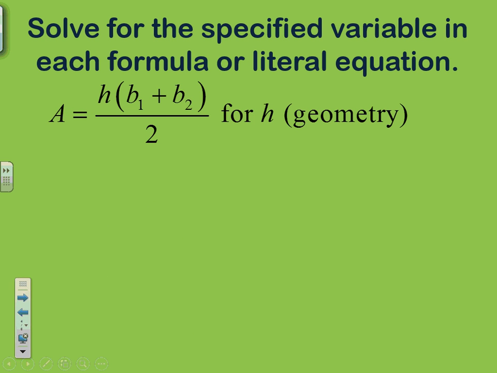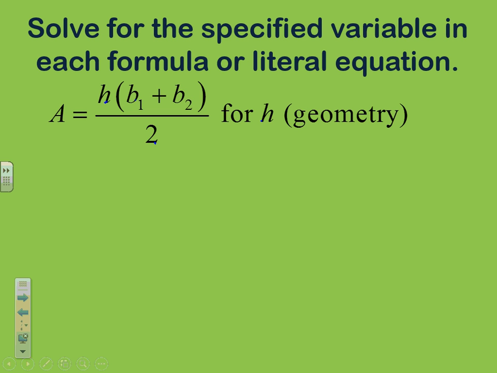Third example, this is a formula going back to geometry where in this case it's asking us to solve for the height of a particular trapezoid. So this one is a relatively easy equation. There's only about 2 steps that it's going to take us to solve it. But what we want to do, since we're trying to isolate this h, we have to get rid of the 2 here and the expression in parentheses where I'm adding the 2 bases together.